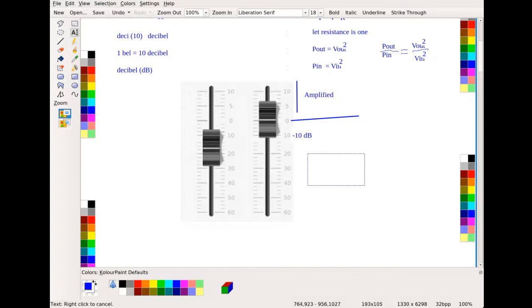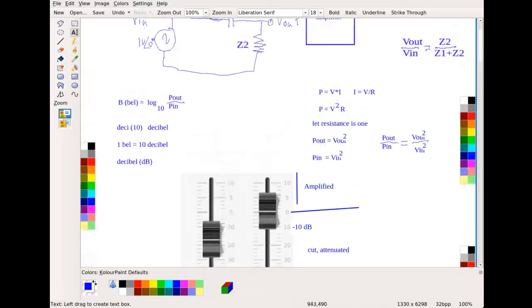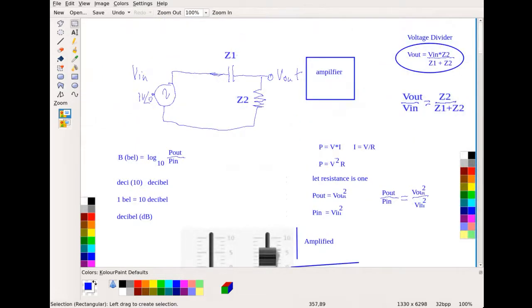But anything below this, usually you use a term like cut, so it's attenuation, or attenuated. Everything below this 0 line is being cut or attenuated, and everything above the 0 line must be amplified. So with just a simple filter circuit here, this is what we call a passive circuit.